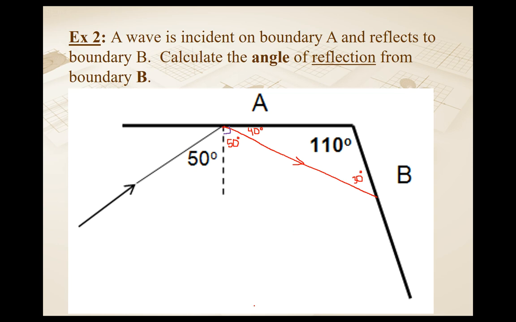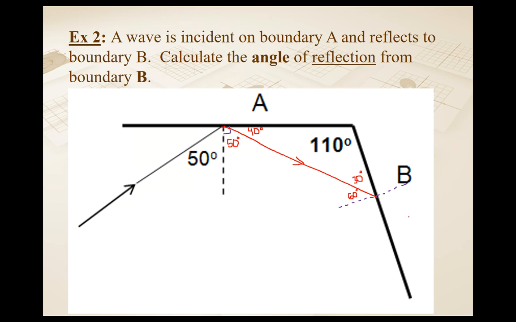Now, let's draw the normal line. So the normal line, again, is perpendicular to the surface at the point of contact. Ugh, that does not look good. Okay, so what do we know? Okay, so once again, the normal line is perpendicular to the reflecting surface. So if that's 30, then to add up to 90, this angle needs to be 60 degrees.